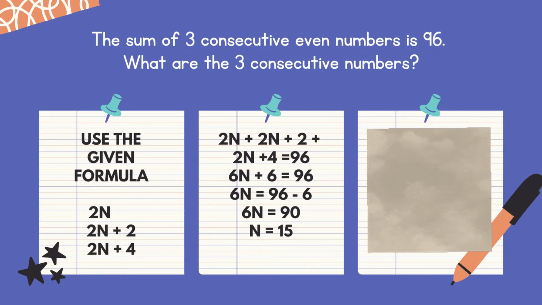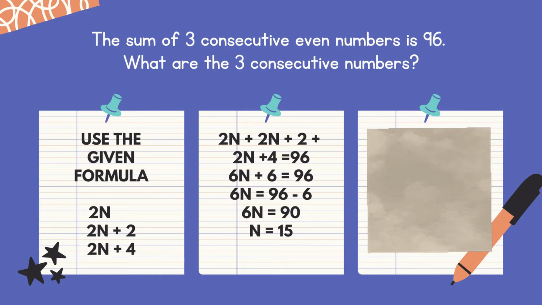Next is, we'll be transposing 6 sa kabilang side. And just like what I've said kanina, in the process of transposing a number, we will be changing its sign from positive to negative. So, as you can see here, 6n is equals to 96 minus 6. And subtracting 96 to 6, ang matitira sa atin is 90. So, as you can see here, ang natira na lang is 6n is equals to 90.